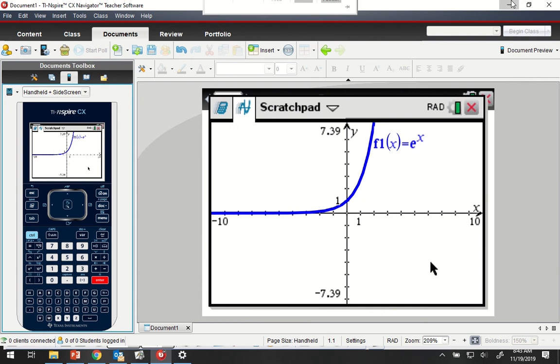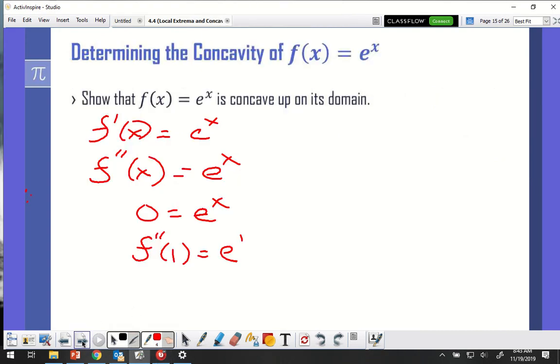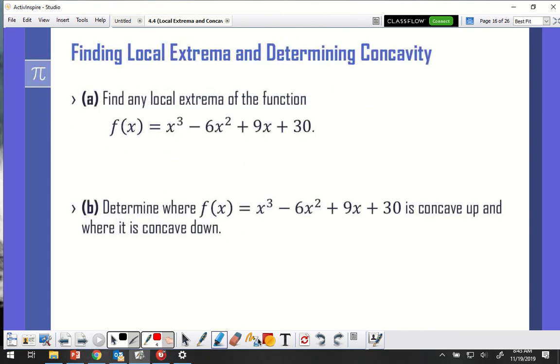Okay, let's see. So we said that this is going to be concave up over the entire interval. Okay, I like this one. This is a good one. Because the other one is all theoretical. That was all the stuff that I mentioned yesterday.